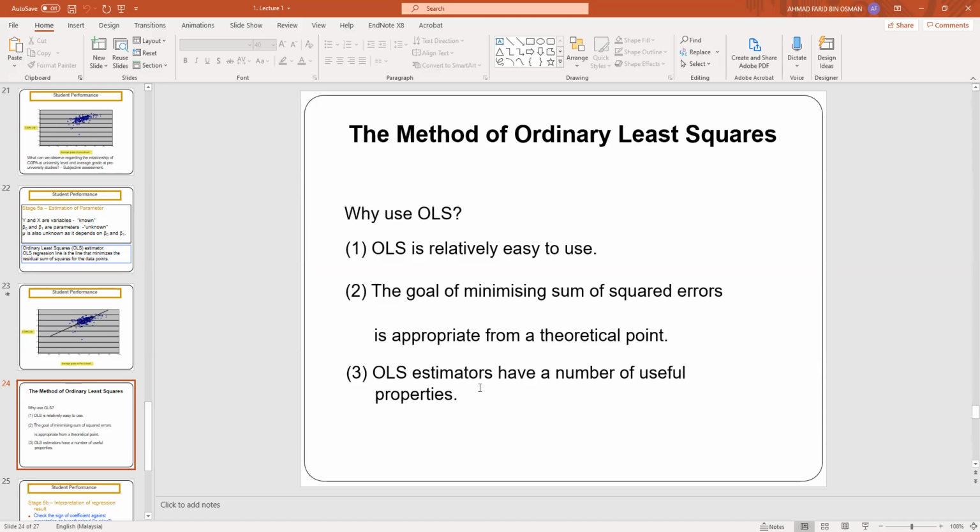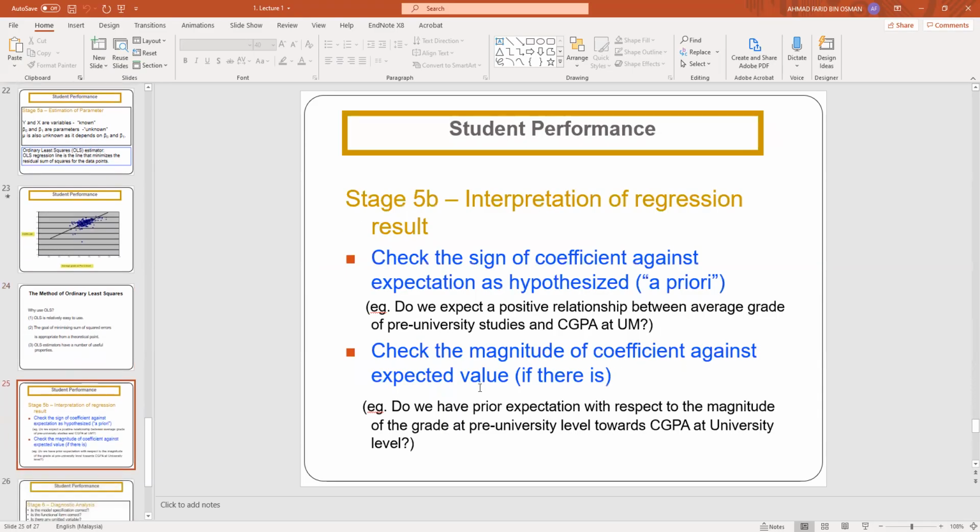So in this case, if we specify all the assumptions or requirements for the model to be a valid model, then the ordinary least squares estimators are unbiased estimators. So that is one of the useful properties of the ordinary least squares estimators.